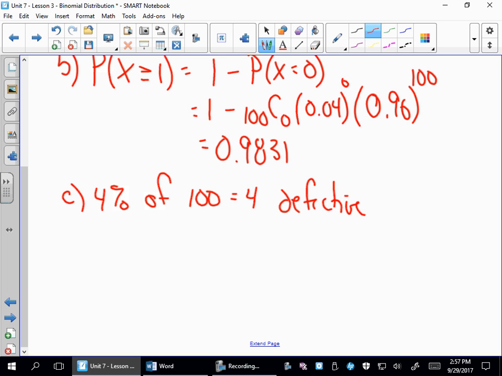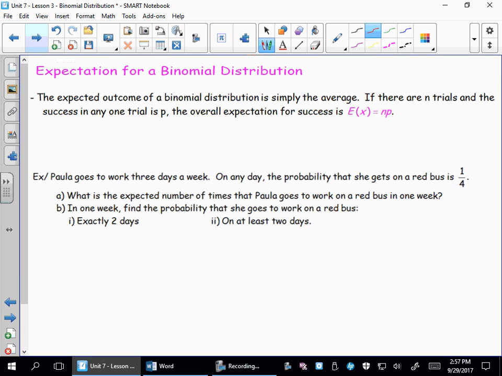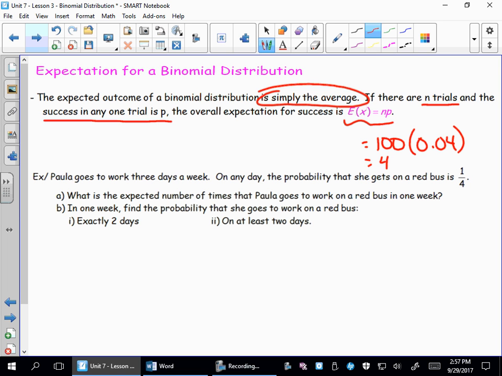I don't need any complicated math for this. I can use some common sense in saying if I know a percentage and I know how many things there are, I can figure out what I should expect. Mathematically, the rule here is the expectation for a binomial distribution is find your average. If there's n trials, how many times you do the experiment, and success is p, then the expectation is just n times p. In our previous one, 100 times 4%. 4. It's common sense.